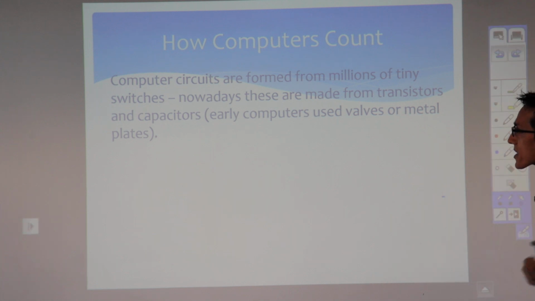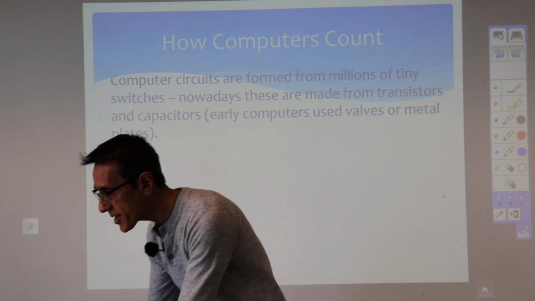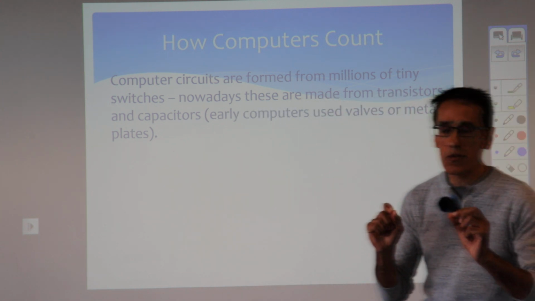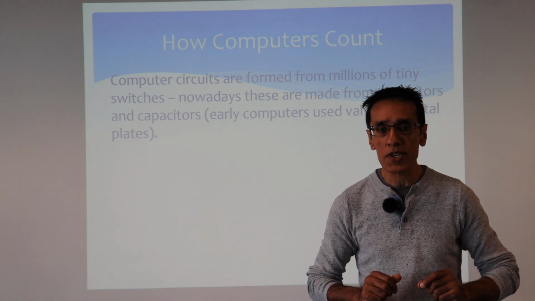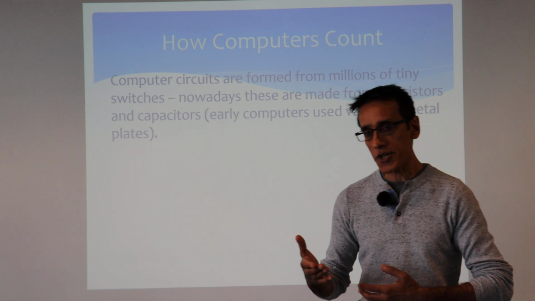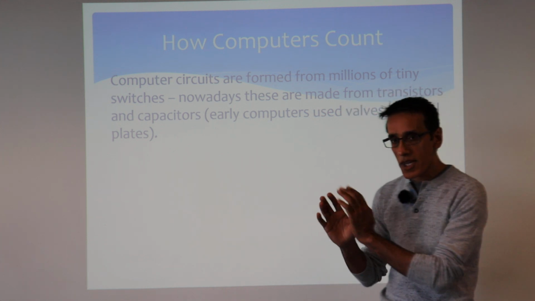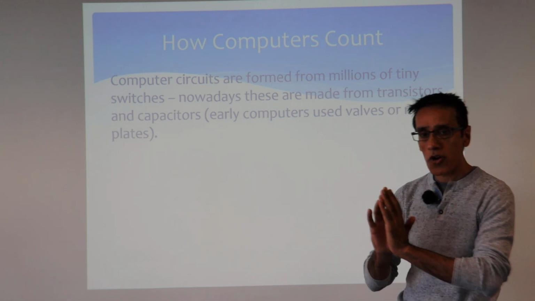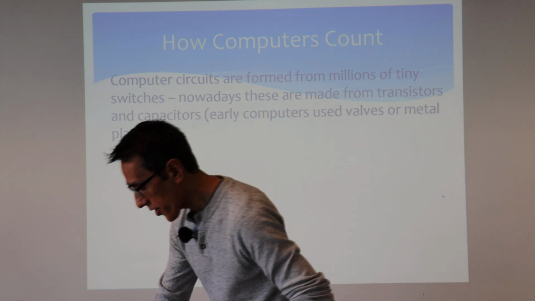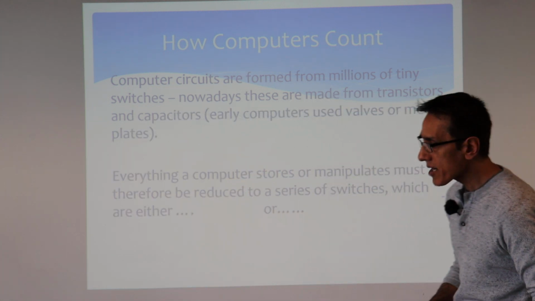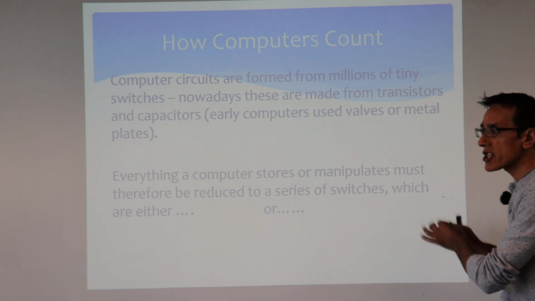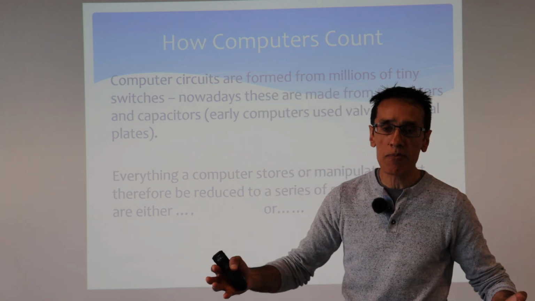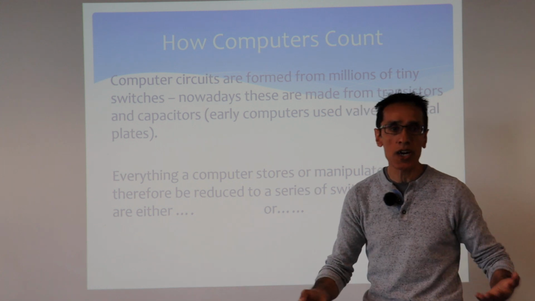Let's look at how computers count. Now, computers are made up of tiny, tiny switches known as transistors and capacitors, 2 of the most basic electronic components which are used to store a charge. So they are charged on or they have no charge. So they either contain voltage or a charge, or they do not. So everything a computer stores or manipulates has to be reduced down to a component or a whole combination of components which are either charged on or charged off.